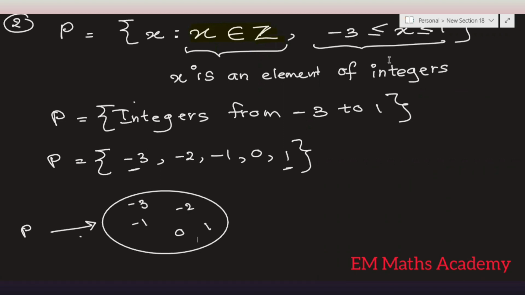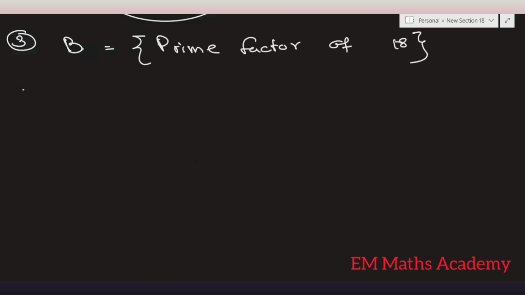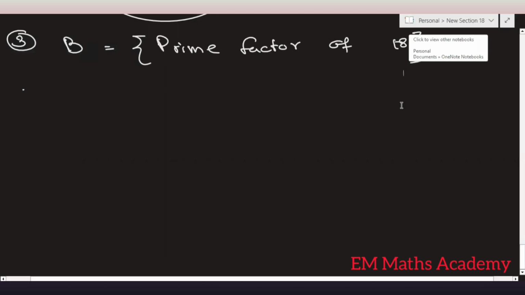Now the set builder method is given. Let's see that you are given a particular set in descriptive method. The third one is B, capital B. The name of the set is capital B: prime factors of 18. What are the prime factors of 18? What are the factors of 18?